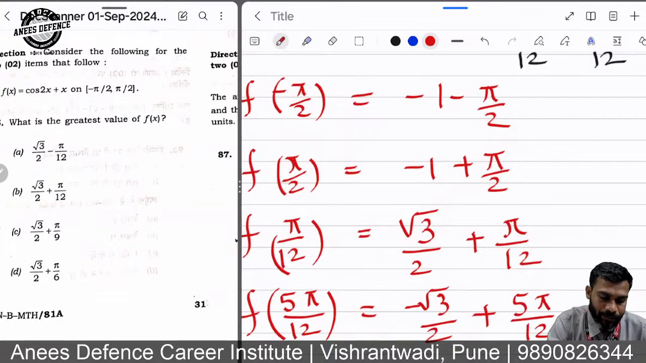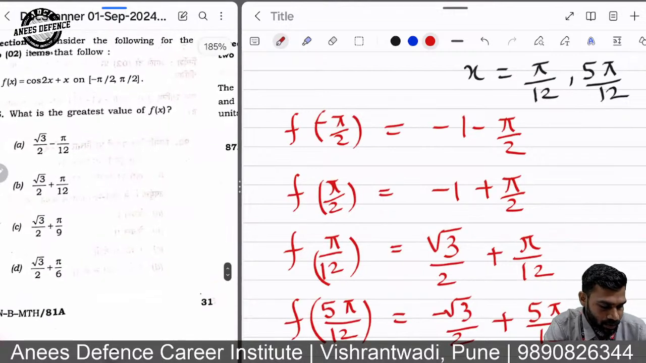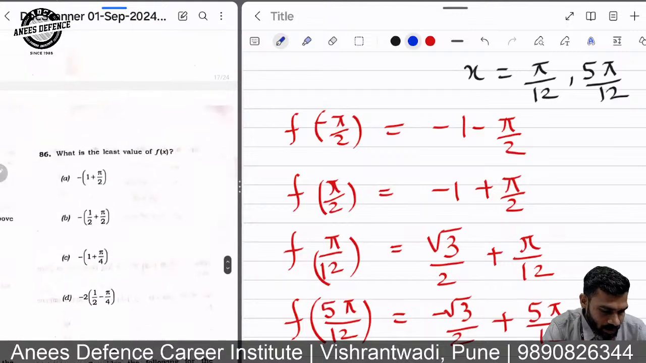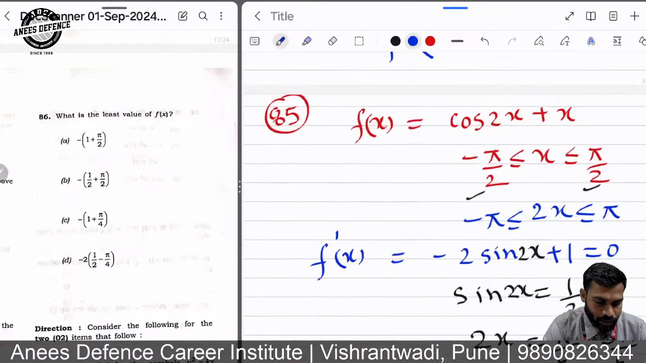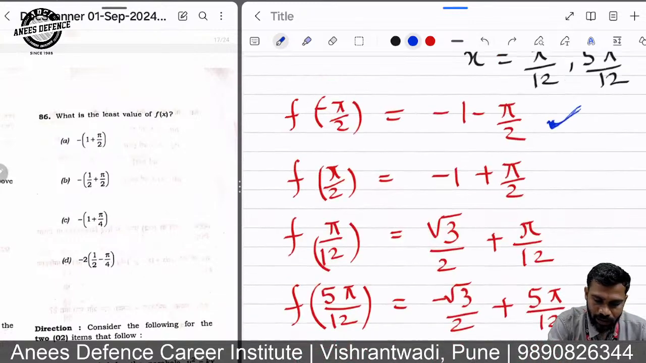Now, if you compare, you can get both the answers, question number 85 and 86. Let us take question number 86 first. The least value, if you see, this is the least, this one, right? So option A will be the right answer. Question number 86.